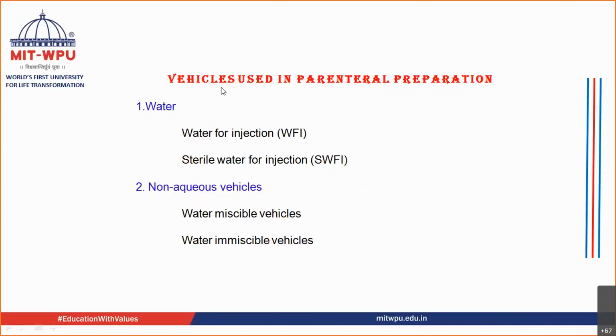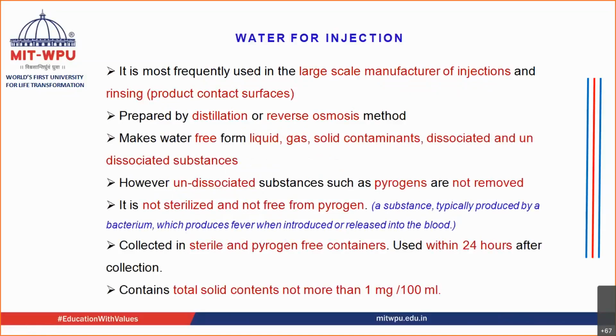The other type of vehicles are non-aqueous vehicles that do not contain water. These non-aqueous vehicles may be miscible in water, so you have water miscible vehicles, or they may be immiscible in water, in which case you have water immiscible vehicles. So there are two types: water and non-aqueous vehicles. In water, there are water for injection and sterile water for injection, and among non-aqueous, water miscible and water immiscible. Let us go to the first category, that is water for injection.